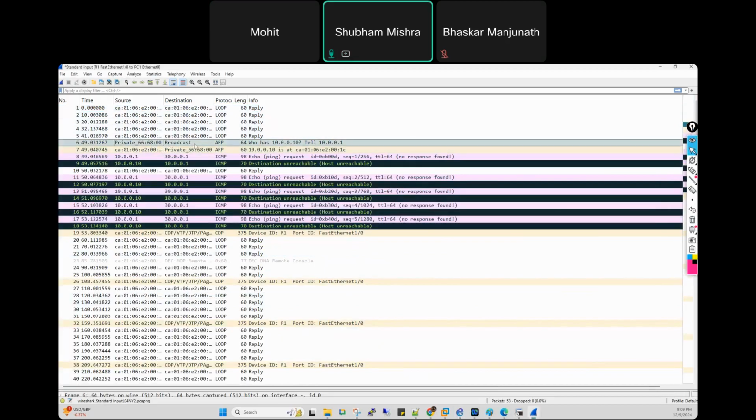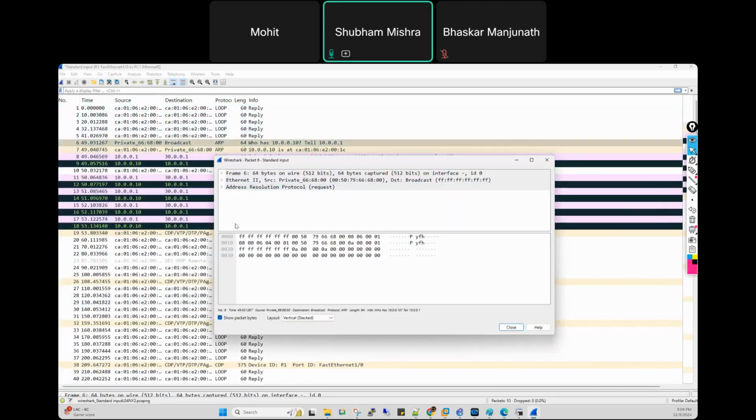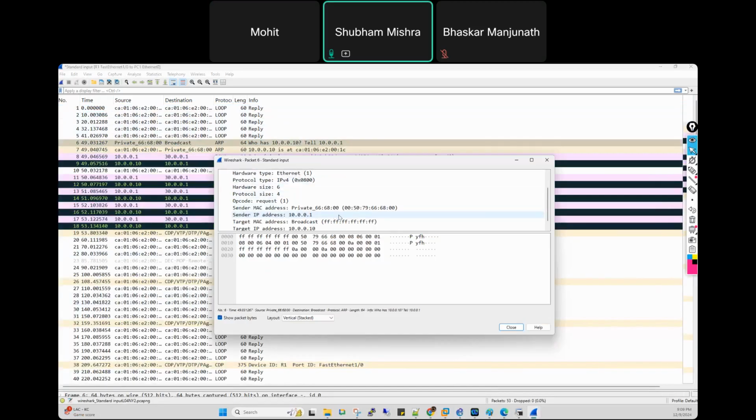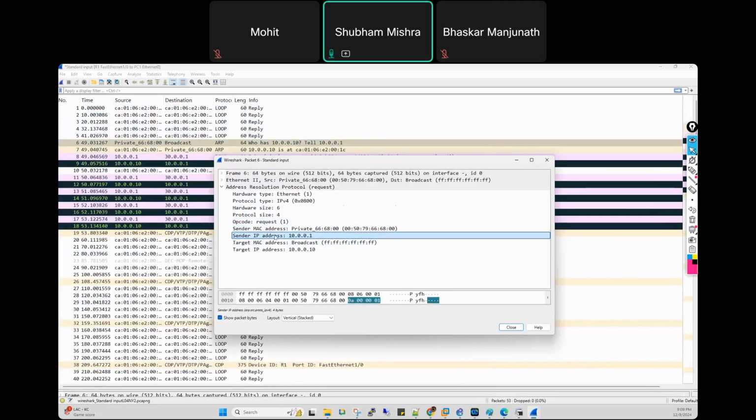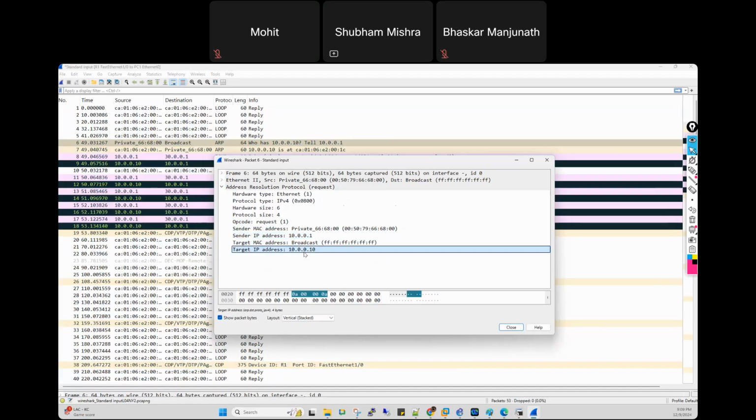Okay. First of all, let me open this packet. Who is generating the ARP? The sender address is 10.1, right? Alright, sender address is 10.1. Target MAC address is broadcast. I told you. And the target IP address is 10.10. That is the default gateway address.